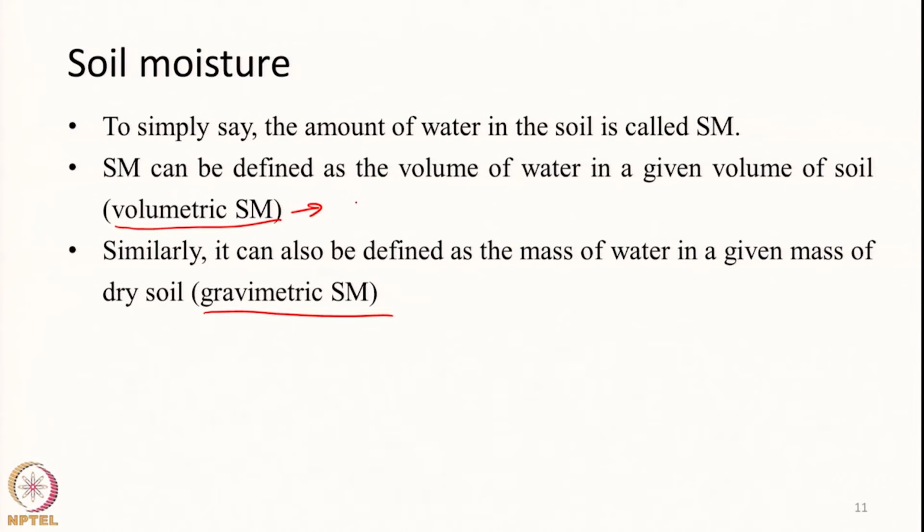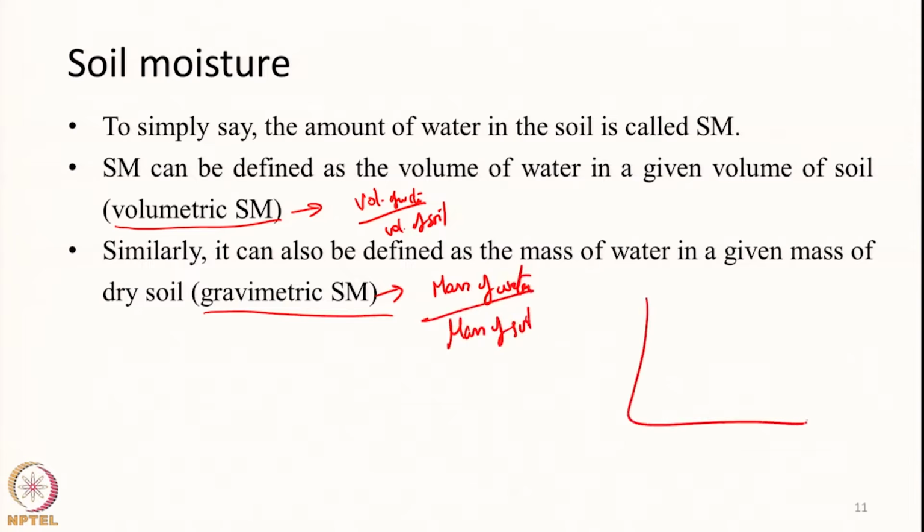Volumetric definition is volume of water divided by volume of soil. Gravimetric is mass of water divided by mass of soil. Essentially, if you take a small box and fill it with soil, it will not fill the entire thing, there will be some gaps in between, right, and when you pour water over it, the gaps will be filled. So, we can estimate this amount of water either with respect to the volume or with respect to the mass contained.